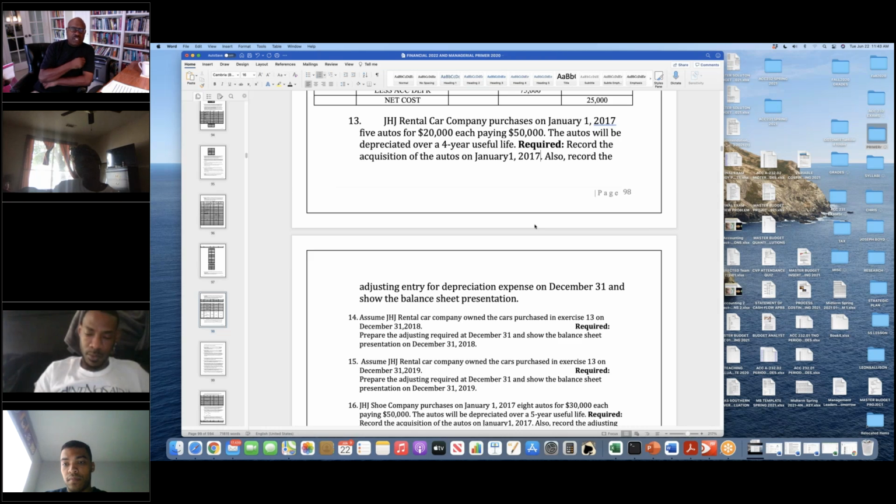And we don't have salvage here, so we don't have any salvage, because our focus here is just on making the adjusting entry. So there's no salvage. Find the asset, make the adjusting entry for depreciation, and show the balance sheet presentation.